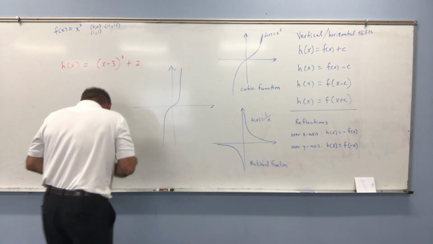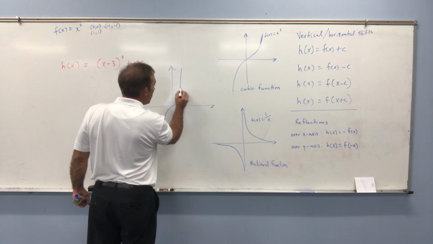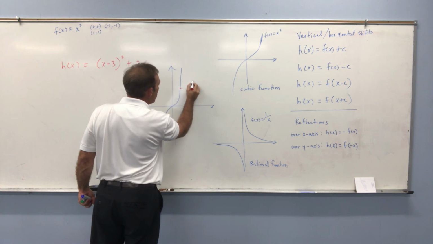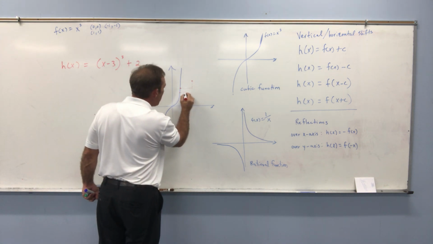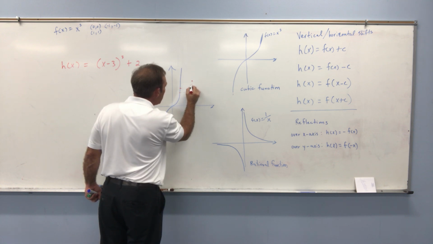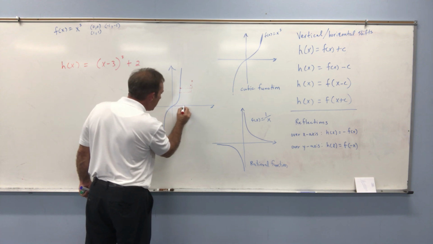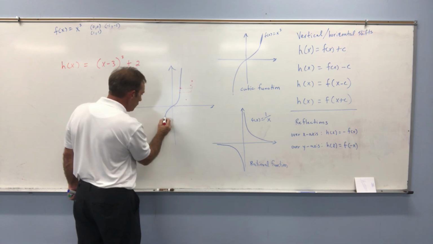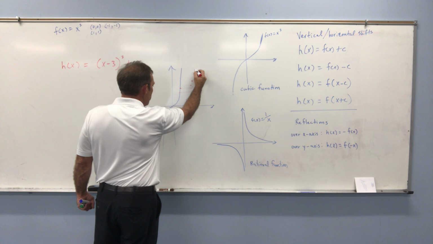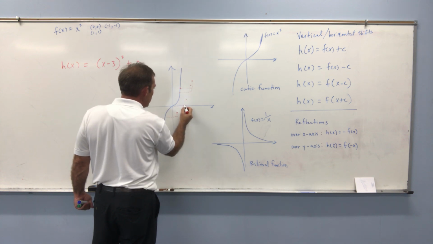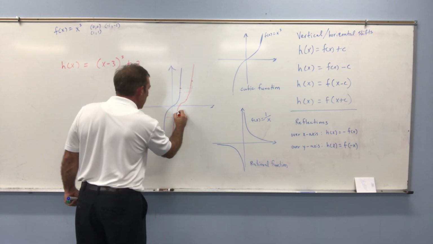So let's say this point, for example, it's going to go 3 to the right and up 2. That's going to be its new spot. This one is going to go 3 to the right and up 2. This one, 3 to the right and up 2. Every one is going to do the same thing. And so we're going to have something like this.